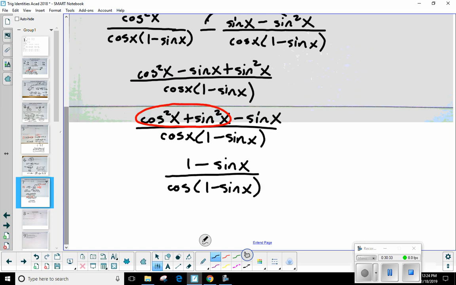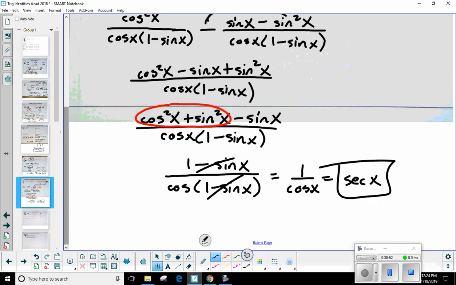And what do you notice? Now those can cancel because it's the exact same group, right? Those cancel. I've got 1 over cosine, and what is that? That's secant. Bam. And see, that's why these are so fun to me. It's like a little puzzle. Okay. What can I do with the rules that I know, those Pythagorean identities, the reciprocals, the quotients, in order to manipulate this expression down to a single term?